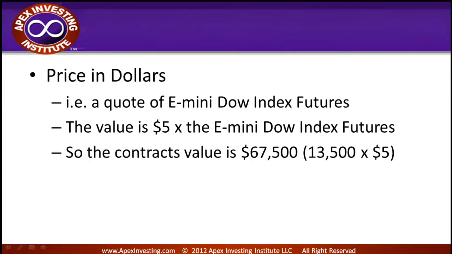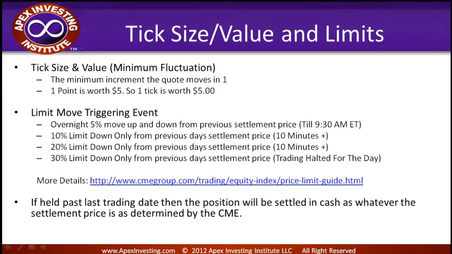The Dow futures are quoted in dollars, and that's the actual quote of the E-mini Dow futures. The value is $5 per dollar quoted. So the contract's value would be something like $67,500 if the Dow is currently quoting at $13,500 times $5.